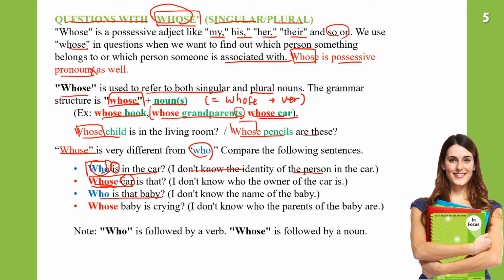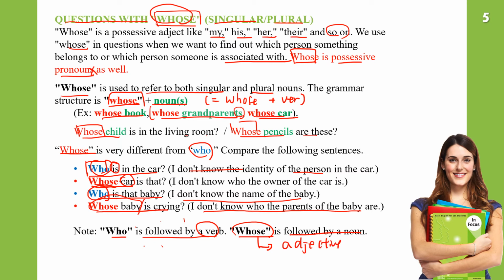Who is that baby? So you're asking who the baby is. You don't know the name of the baby. And whose baby is crying. There is a baby crying, but you don't know whose baby she or he is. I don't know who the parents of the baby are. So who is followed by a verb. Who is, who was, who are. And whose is followed by a noun. So this one is functioning as an adjective.